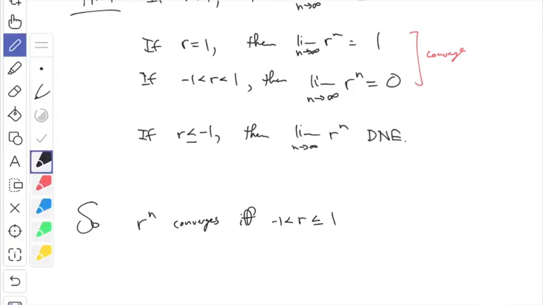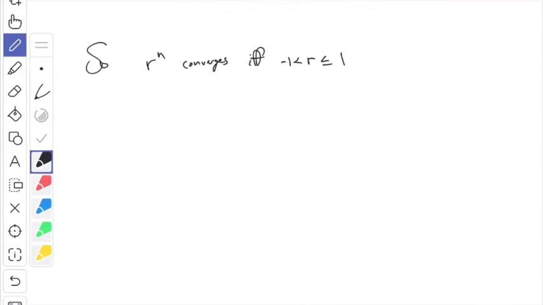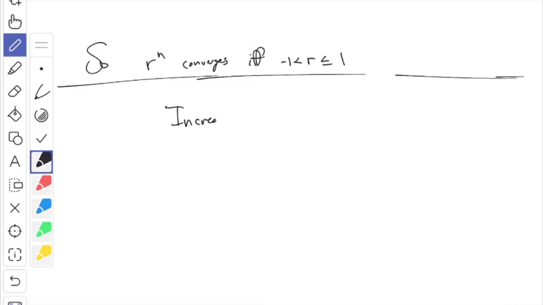Let's talk about a little something else. By the way, we're still in the first section about sequences. This is chapter 11. We're jumping all the way to chapter 11. 11.1 is all about sequences, which includes everything that I've said so far, plus a little bit more. Let's talk about increasing and decreasing sequences.